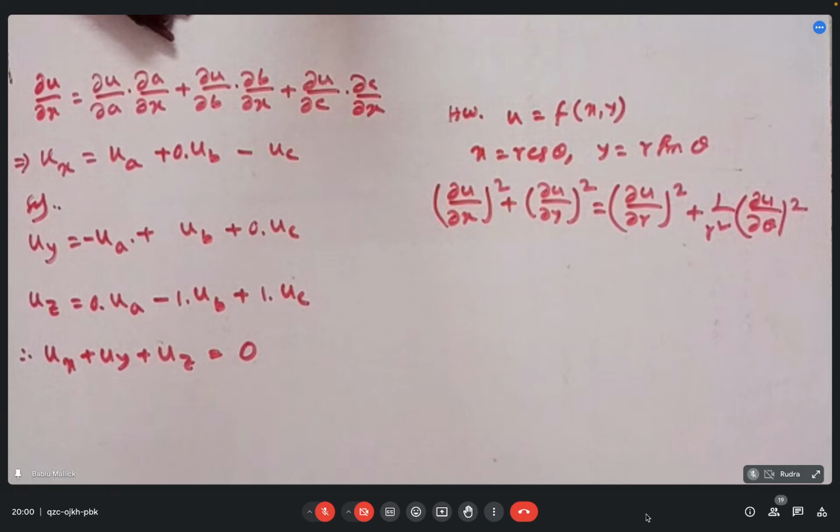And next, write the definition of partial derivatives. Give the heading: definition of partial derivatives.